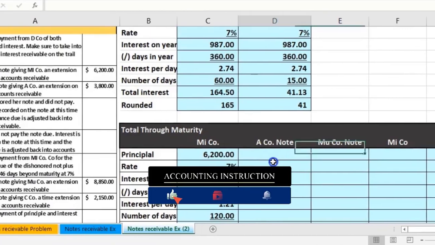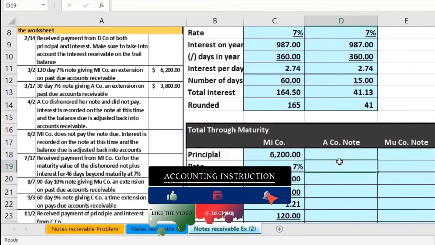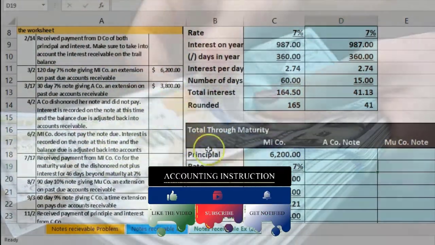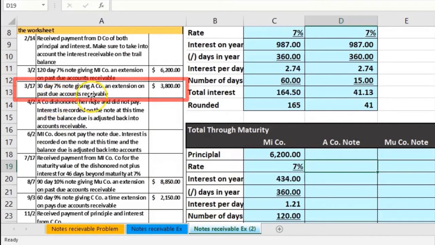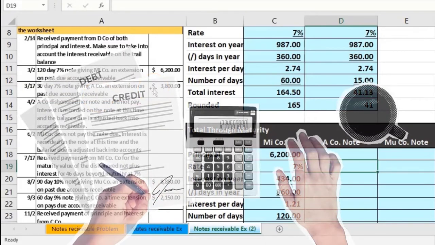Okay, so we'll do that calculation for interest. We're not going to do anything with it yet. It's not going to matter until we get the payment. And remember, that's really kind of tricky for a lot of people when we first record these. Because you'll see a problem and it says 30 days interest note, there's a lot going on here, and it's like, well, really all we got to do is debit notes receivable and credit accounts receivable.